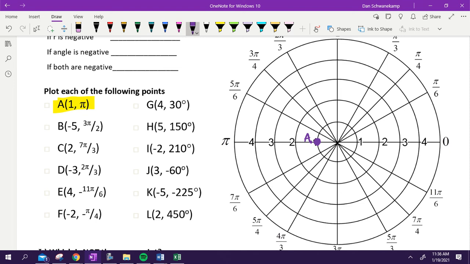Letter B says (-5, 3 pi over 2). So if I want to graph this, here's where (5, 3 pi over 2) would be. It would be right here. We go from the center, we go 3 pi over 2, and we travel 5. That's not where my dot is going to go. If I'm doing -5, 3 pi over 2, any thoughts on what that is going to represent here? Where do you think that -5 is going to tell me to go?